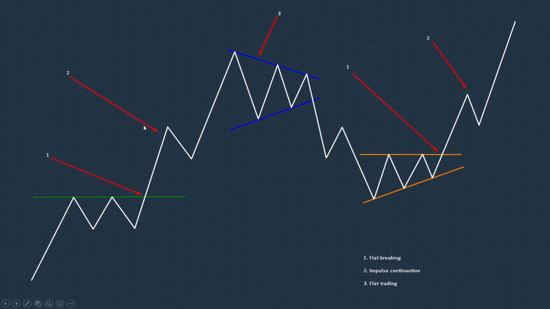Well, it's very simple. So you see the consolidation, you see the level. So here is the maximum, or it can be a minimum, like here. And we're trying to catch the position, to catch the price while breaking this level. This is the first strategy.